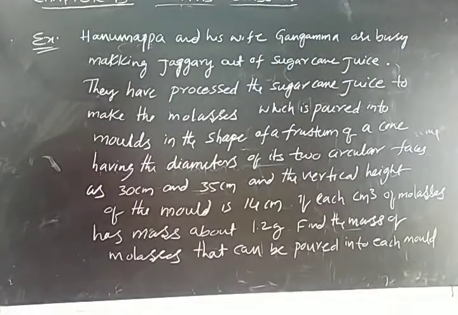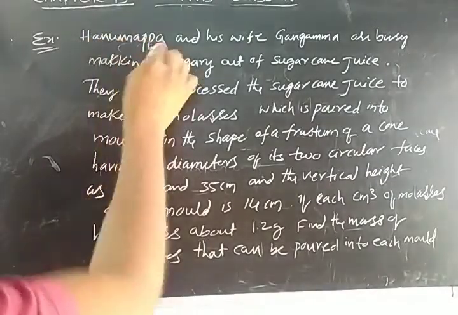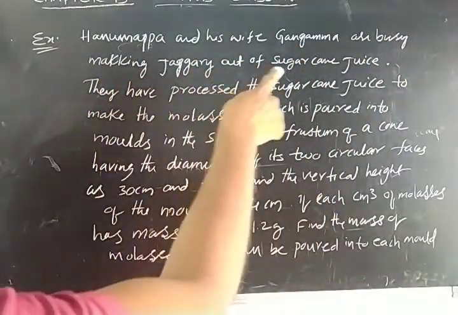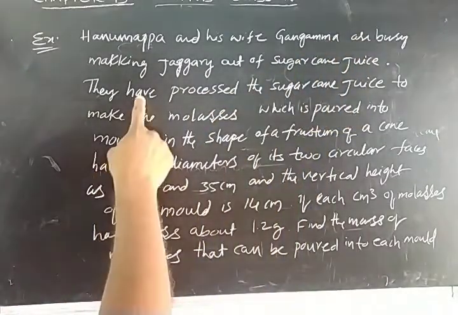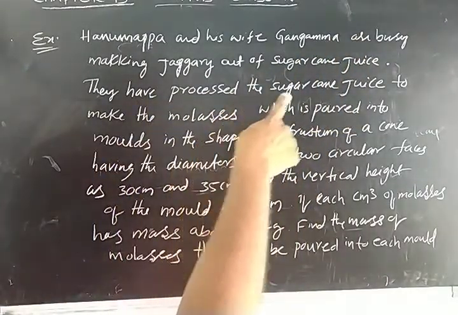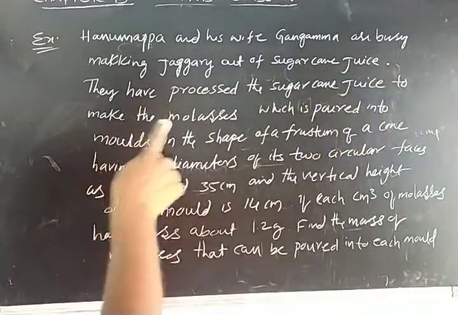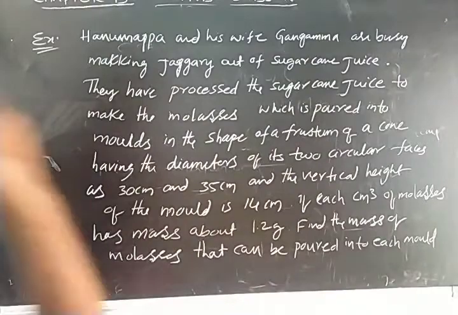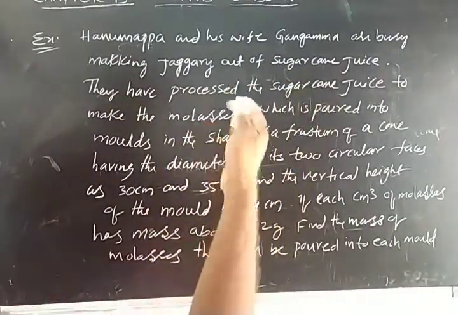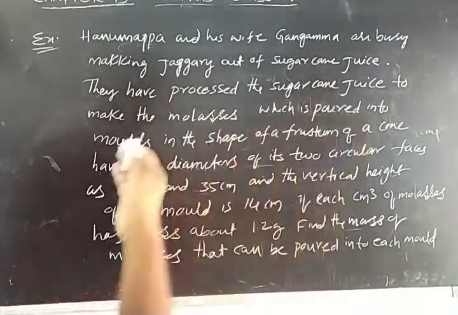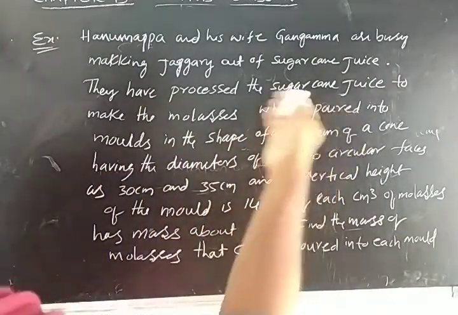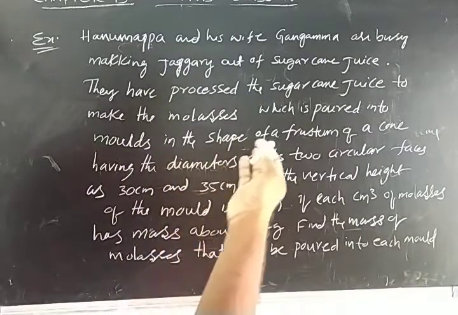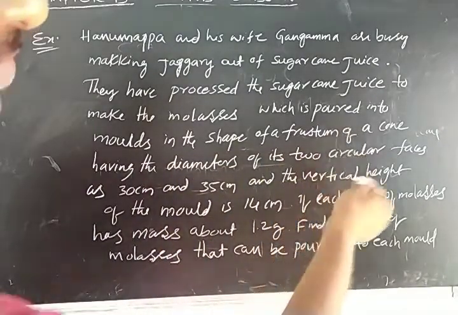Now the next example, see what is given. Hanumappa and his wife Gangama are busy making jaggery out of sugar cane juice. From the sugar cane juice they are making molasses, which is poured into molds. Those molds are in the shape of a frustum cone.